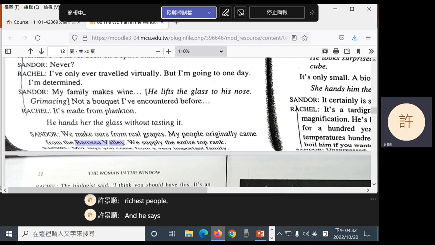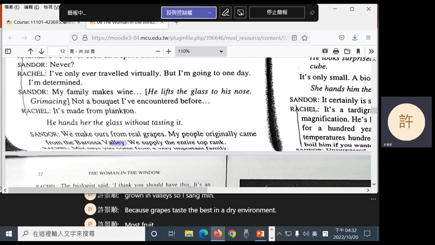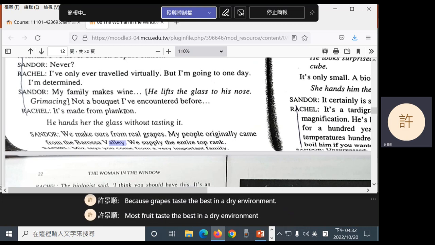And he says Barossa Valley. I'm not sure whether this is a real valley, but it's important to know that the best grapes are grown in valleys, because grapes taste the best in a dry environment. Most fruit tastes the best in a dry environment. That's why one of the most famous kinds of watermelon is from Xinjiang, the desert, very dry. When a fruit grows in the desert, it conserves sugar. It conserves energy in the form of sugar. So when we eat it, it has a stronger taste.